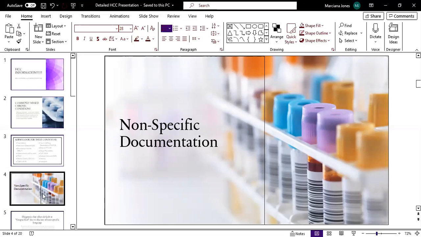So, non-specific documentation. Of course, in a perfect world, the doctor would document everything with specificity to make our job easier. But of course, we do not live in a perfect world. So a lot of times the doctor does not get specific. And if it's not specific, you have to use a default code. You cannot code anything that's not there. You can't make up a code. You can't assume what the doctor is talking about. You have to code what's in the chart. So if it's not there, you cannot code it.